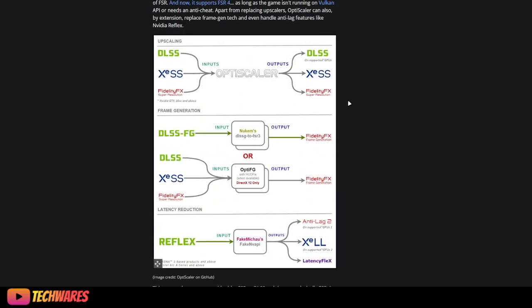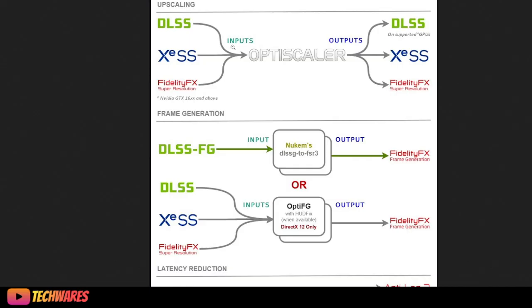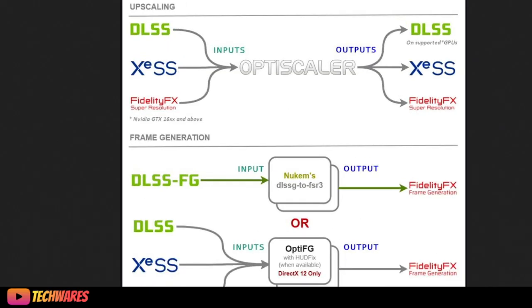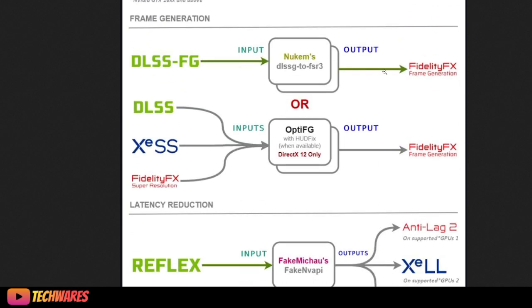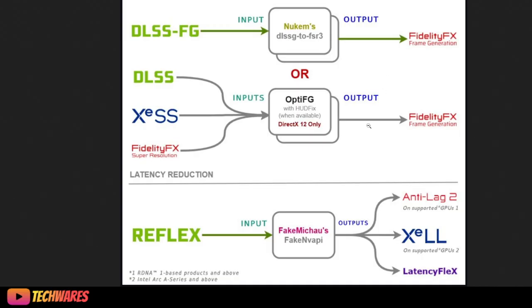Here's a nice graph on OptiScaler. DLSS, XeSS, FidelityFX inputs go into OptiScaler, and it outputs. That's the upscaling. Here's the frame gen, and Reflex.